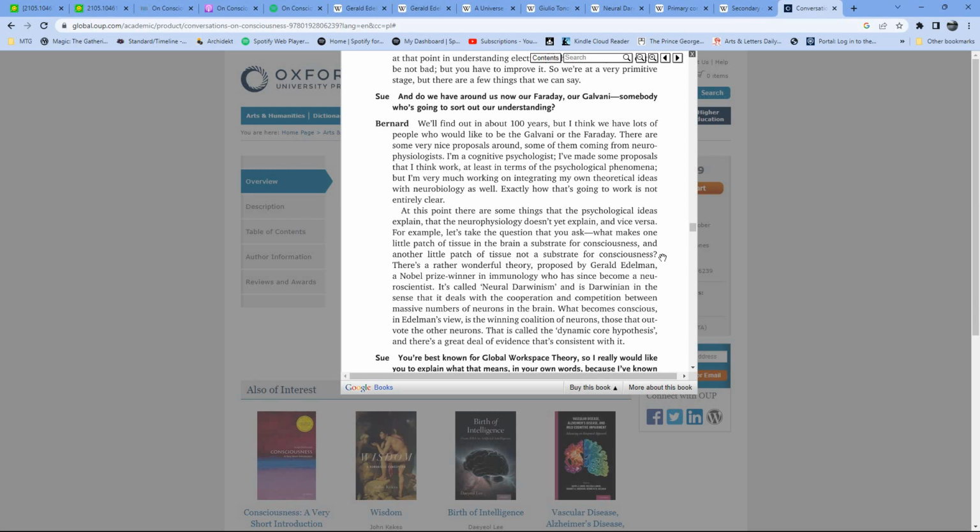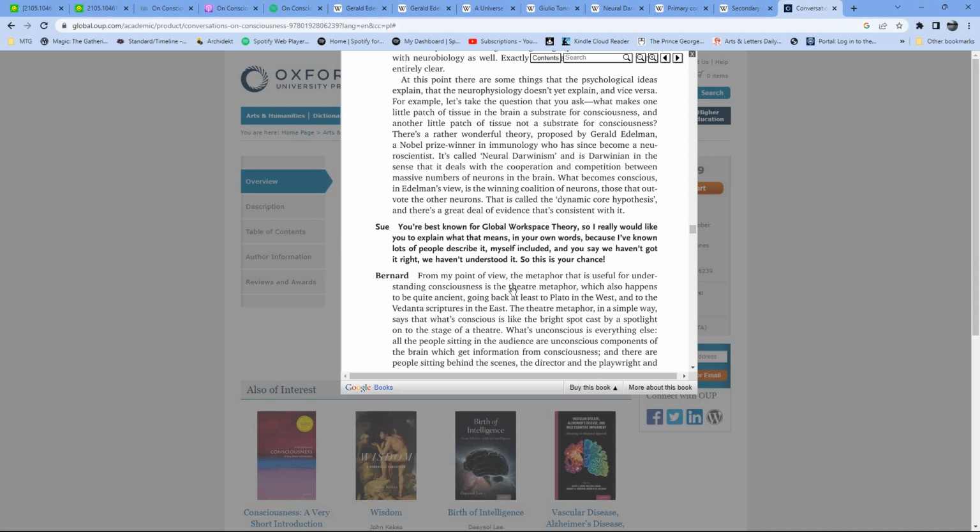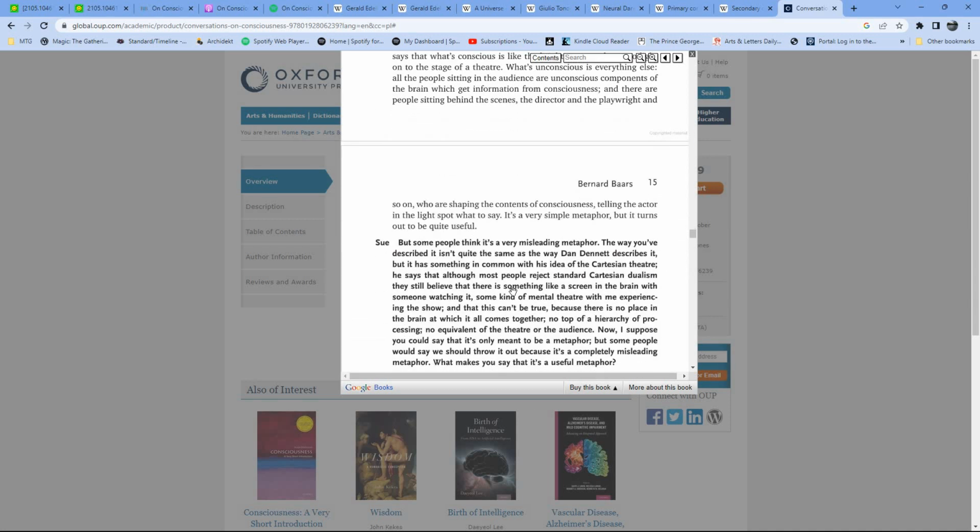I'm going to pronounce this completely different than I did up till now, Edelman, a Nobel Prize winner in immunology, who has since become a neuroscientist, is called Neural Darwinism, and is Darwinian in the sense that it deals with the cooperation and competition between massive numbers of neurons in the brain. What becomes conscious in Edelman's view is the winning coalition of neurons, those that outvote the other neurons. That is called the dynamic core hypothesis, and there's a great deal of evidence that's consistent with it. And then it just goes on to talk about Bernard Baars's global workspace theory, which he's famous for.